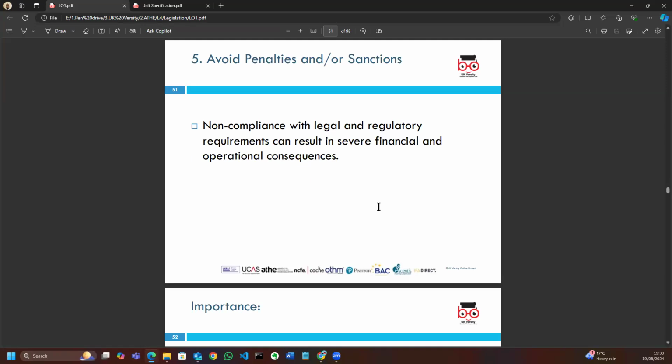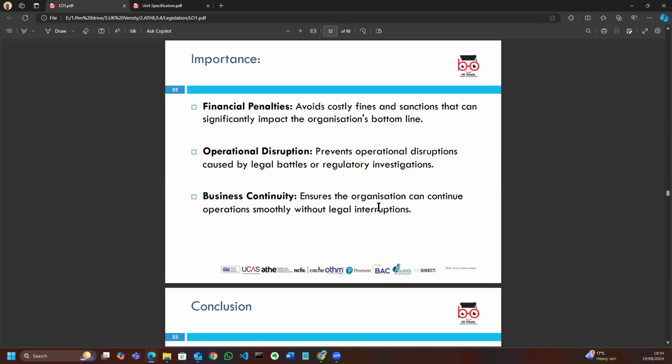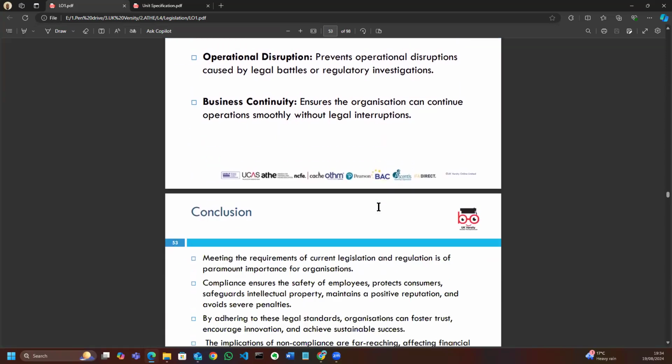Also, we have to avoid penalties or sanctions, where non-compliance with legal and regulatory requirements can result in several financial and operational consequences. What's the importance? It protects us from financial penalties, operational disruption, and loss of business continuity.